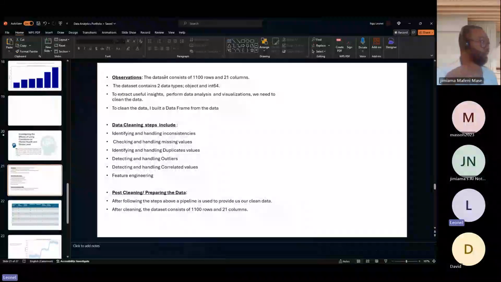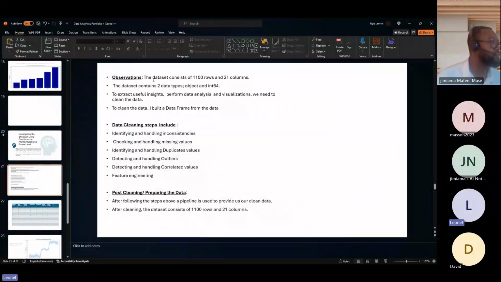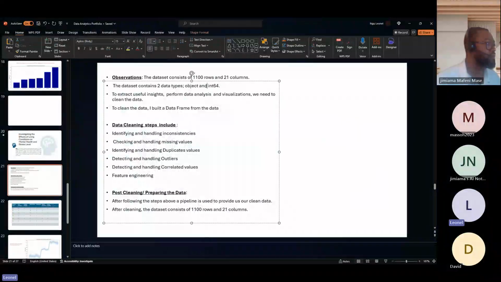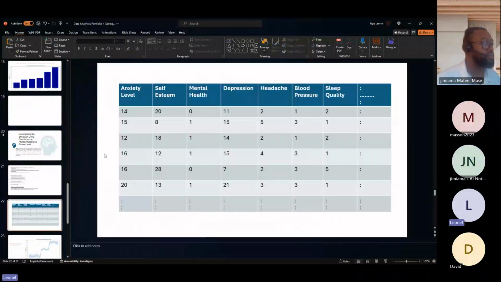This is similar to what I explained in the first data set. The only difference is that this data set consisted of 1,100 rows and 21 columns, and after cleaning, it had 1,100 rows and 25 columns. And they were all integers. So this is a snapshot of the data set for the stress level.